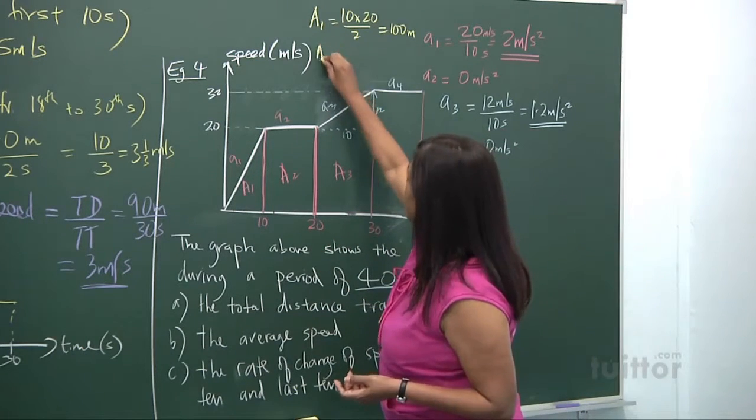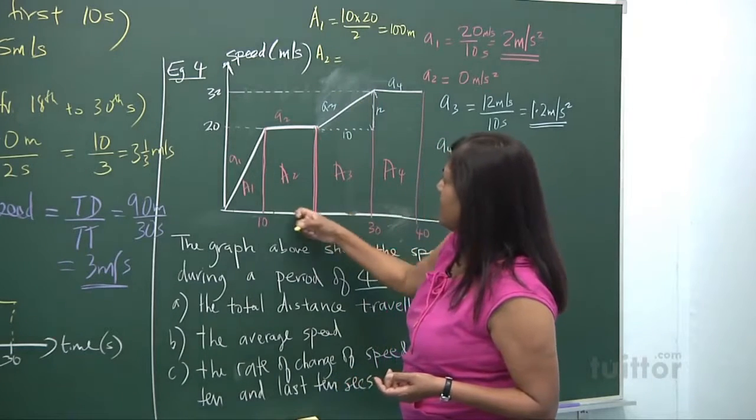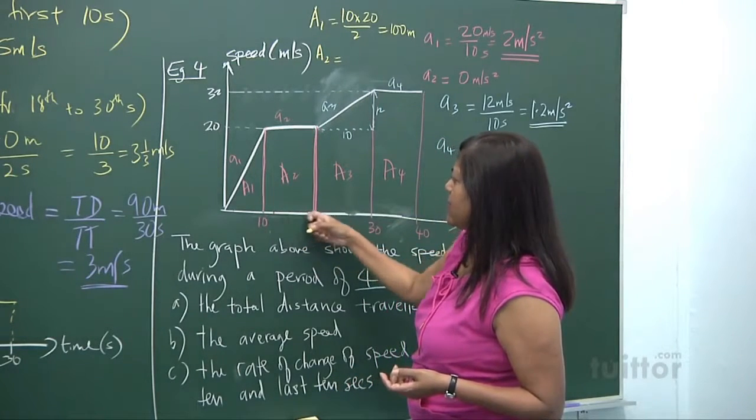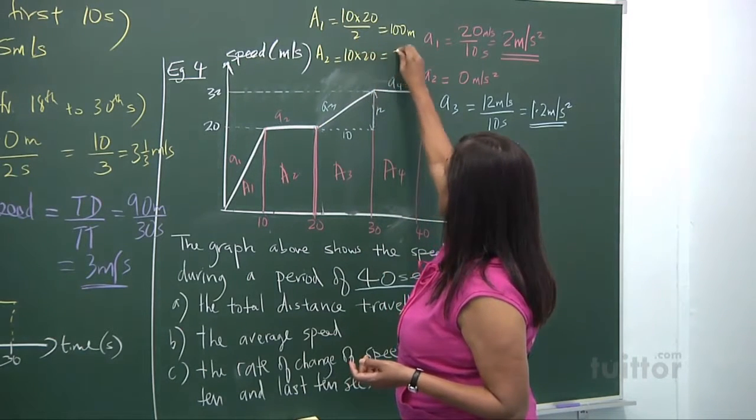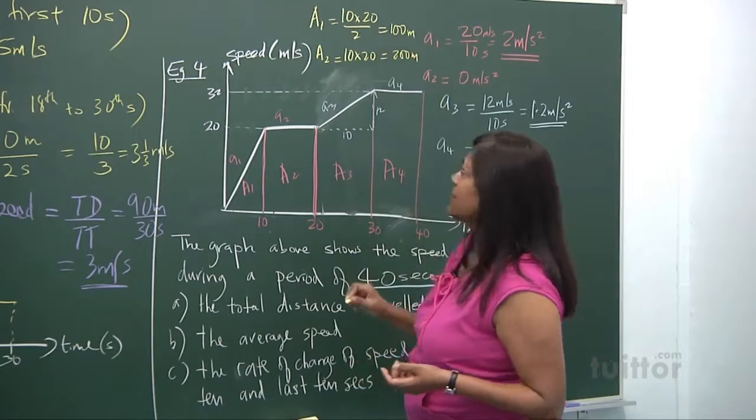How about A2? A2 again is a distance. It's a rectangle. Here is 10 times 20. So 10 times 20 will give us 200 meters.